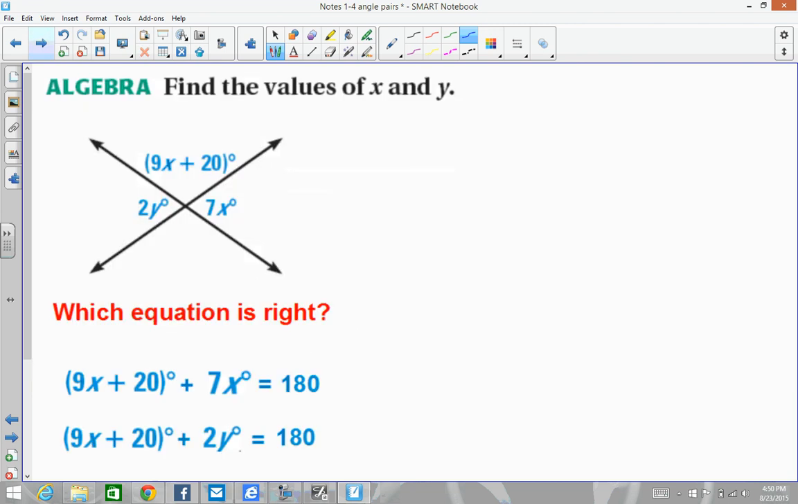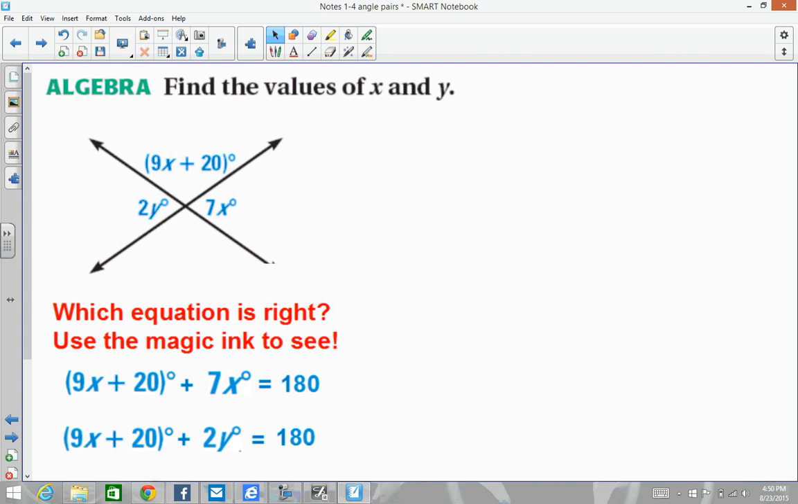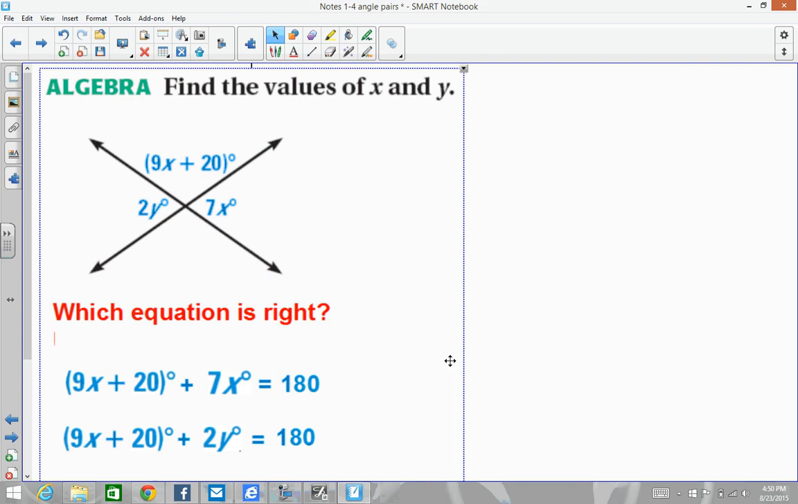Okay, so let's take a look at this. This is where a lot of your problems on your homework are going to look like this. It says find the values of x and y. So if we look here, there are a couple different setups. And so our question becomes, which one is right?